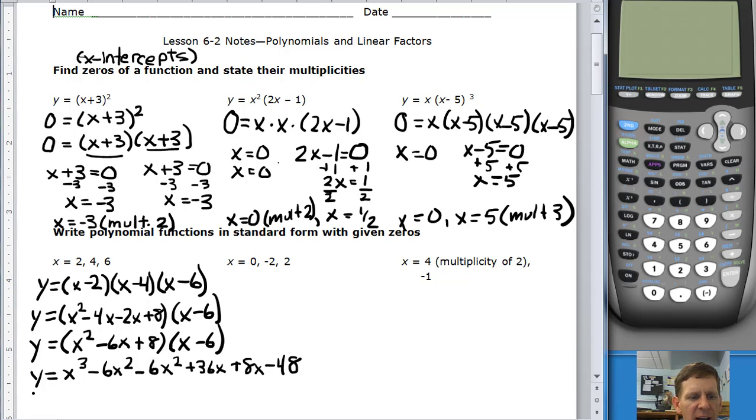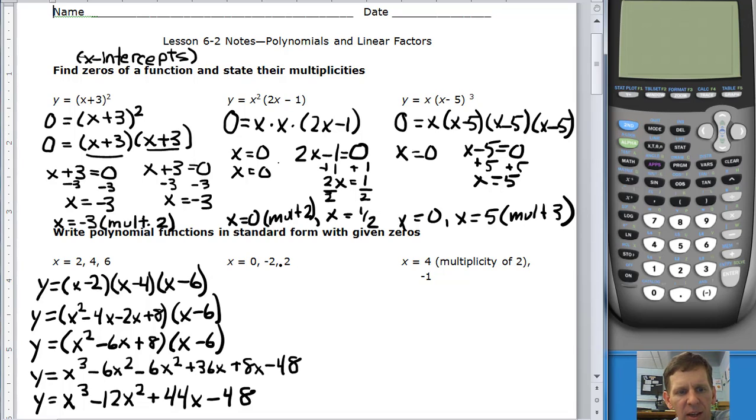And if you simplify this answer down, there is an x cubed. When you crunch out the x squareds, you get negative 12x squared. When you add the x's, you get 44x. And you have a minus 48 at the end. That's what the original function looks like. Now that one took a little bit longer to do. Some of the problems are going to be a little bit easier.